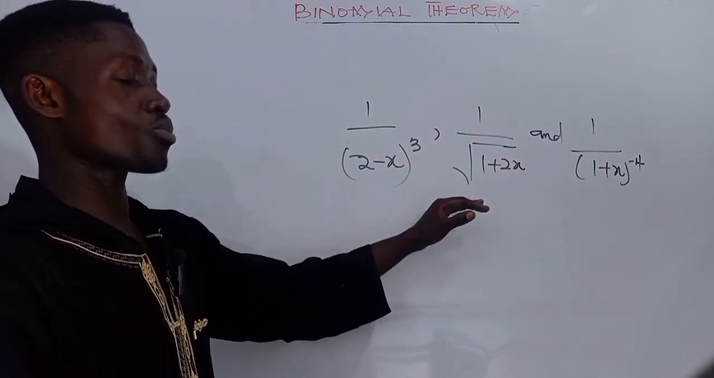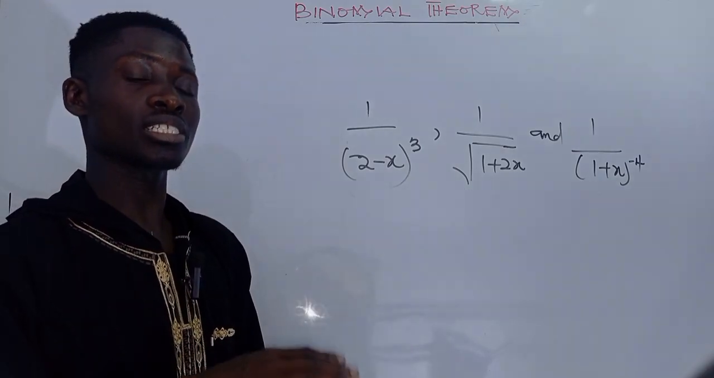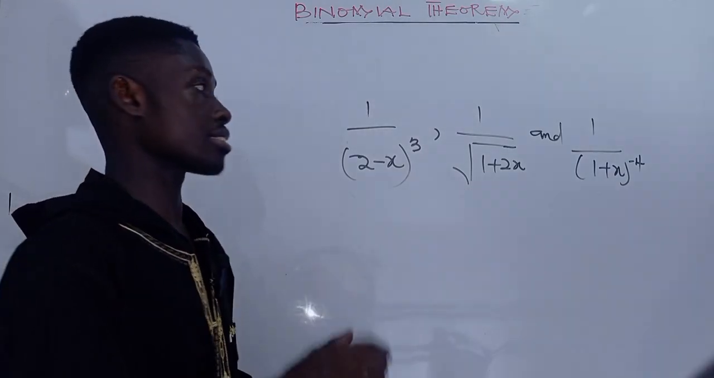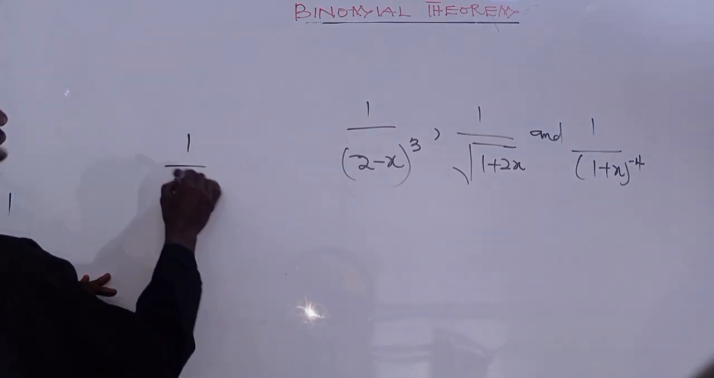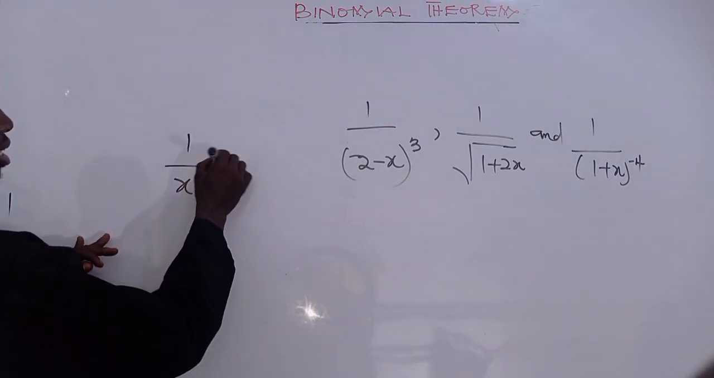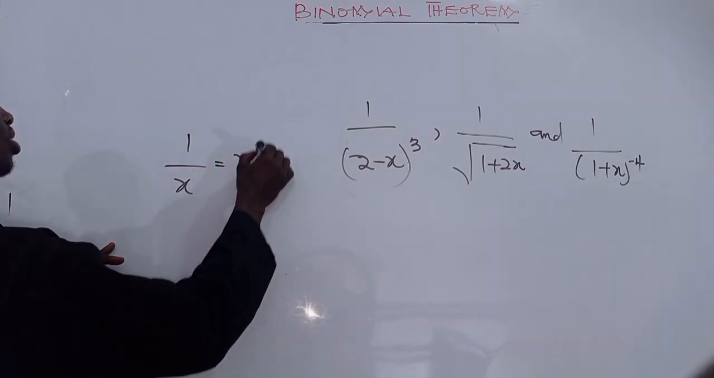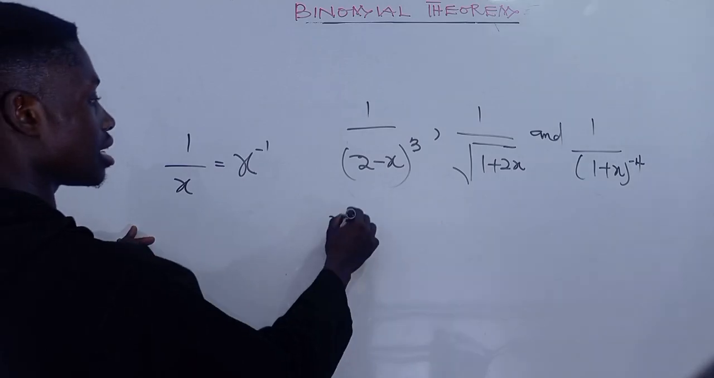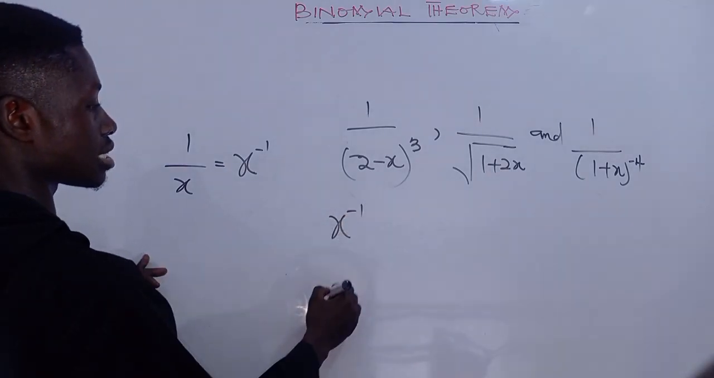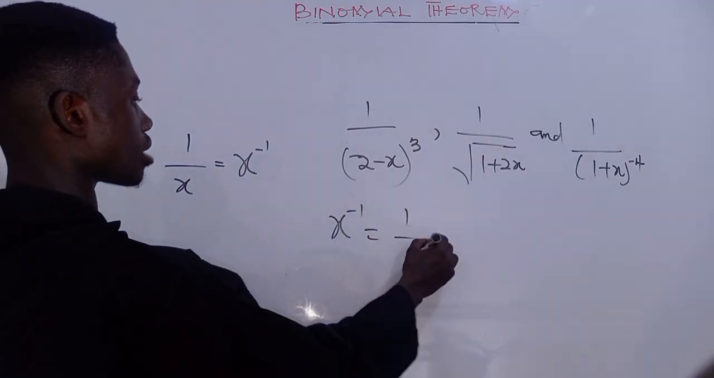So before we start with the actual work, let's look at these few concepts in indices. In indices, when you have, let's say, 1 over x, it can be written as what? x raised to the power negative 1. Similarly, if you have x raised to the power negative 1, it can be written as what? 1 over x.